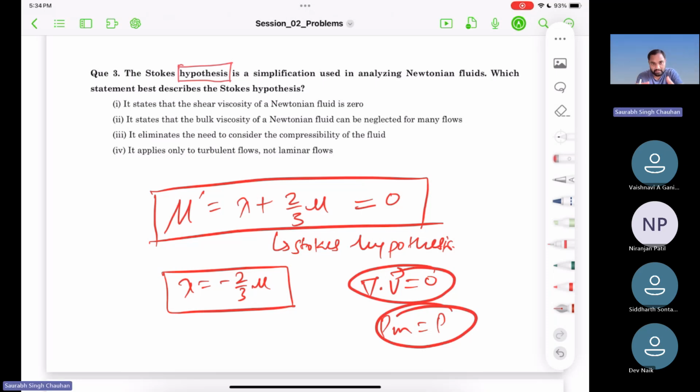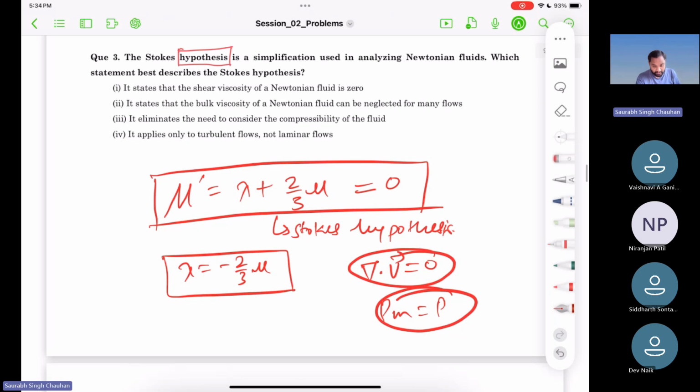So what is the physical intuition behind this hypothesis, when it can be valid, when it cannot be valid? Those things I will encourage you to go through, though it is not explicitly related to this course, but just for your interest you can explore. But for the time being, I think you can easily answer this question. Which statement best describes the Stokes hypothesis?